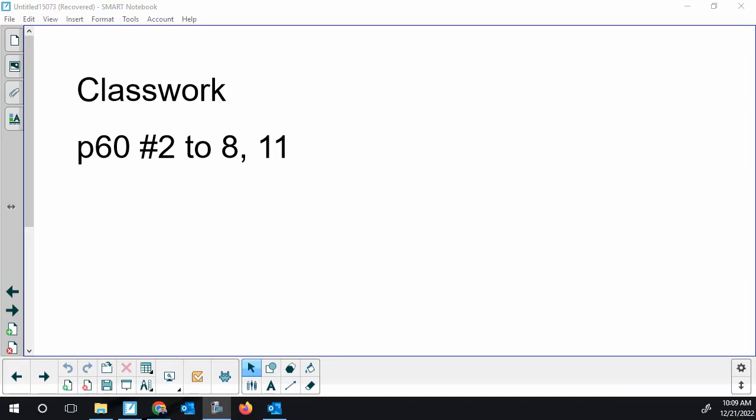So the questions in the Edvantage workbook, they all work fairly well, but I'm going to highlight page 60, 2 to 8, and then after 8 are some big graphical questions. I'd like you to do at least number 11, but if you wanted to do more of the graphical ones, that would be encouraged.